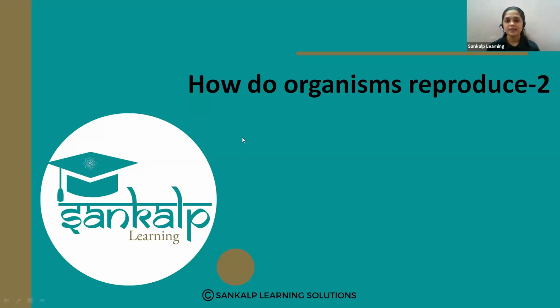Today we are discussing the chapter How Do Organisms Reproduce. So that is the second part of this chapter. Already we have started this chapter. We have discussed some questions related to 1 mark questions and multiple choice questions in the last class. Today we are discussing some short answer questions and some long answer questions. I hope all are ready to listen to the class.